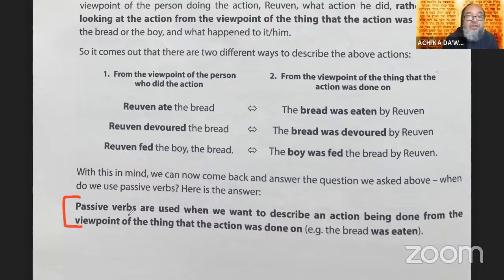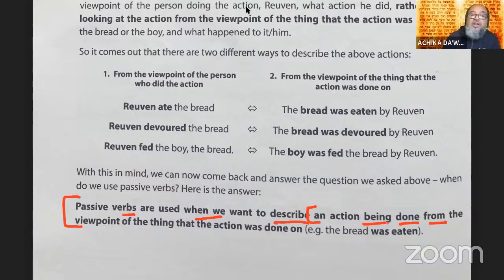Passive verbs are used when you want to describe an action being done from the viewpoint of the thing that the action was done on, okay? The bread was eaten, okay?